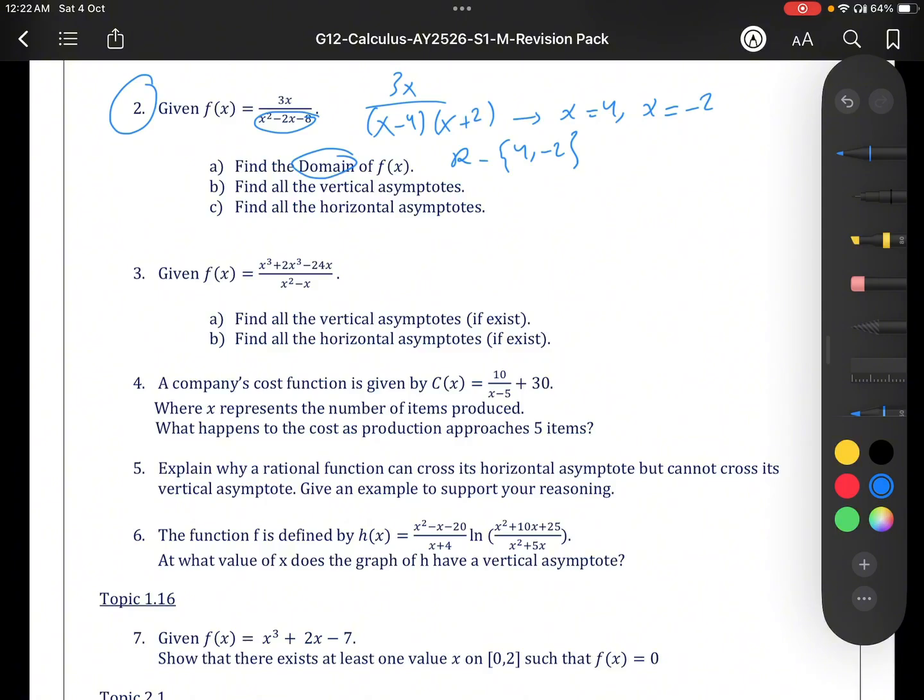Find all the vertical asymptotes. As we mentioned, there's no factoring up, so it stays the same. So the vertical asymptotes are 4 and negative 2. So x equal 4, x equal negative 2. The horizontal asymptote, according to the degree of the numerator and denominator, degree 1, and the degree here is 2. So the horizontal asymptote is y equal to 0, degree up less than the degree down.